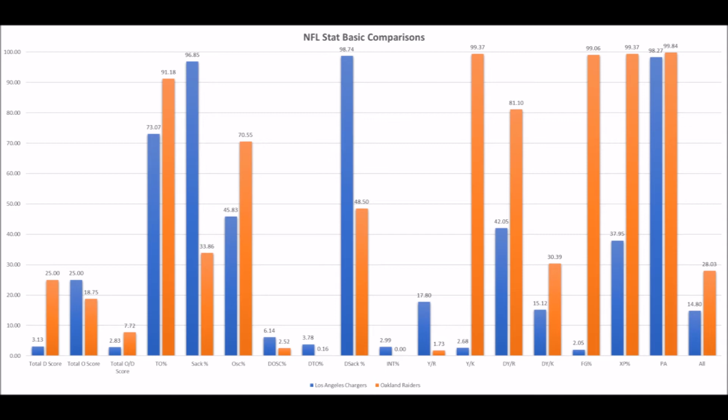They're both kind of bad. They both allow points and they both don't really get a lot of turnovers, but one team is sacking the quarterback at a 98.74 out of 100 rate, and the other team is sacking the quarterback at a 48.50 rate. So who are you going to go with? You're going to go with the Chargers defense. So from that perspective, the Chargers definitely have the defensive side of the ball intact.